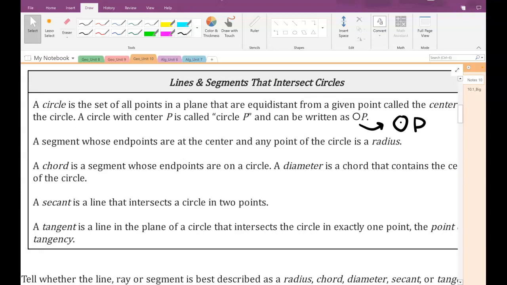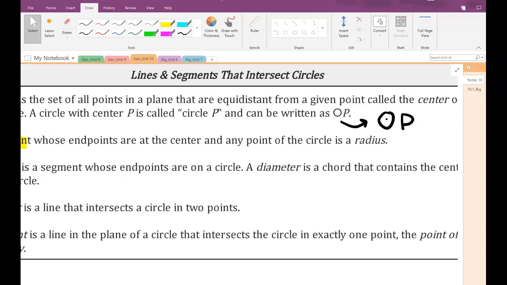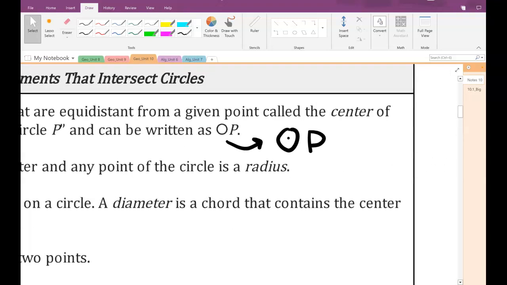Then we have a bunch of things we can talk about. A segment. So remember, a line segment has a starting point and an ending point. Whose points are at the center of a circle, and at any point on the circle, is the radius. So the radius is something that I'm sure you know what it is, but it's a segment going from your center of your circle to anywhere on the outside. So that's a radius of your circle. It's a segment.